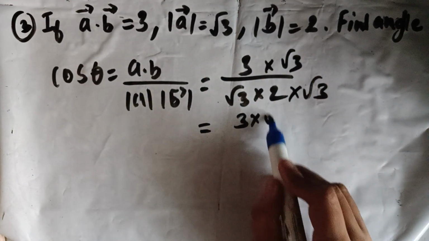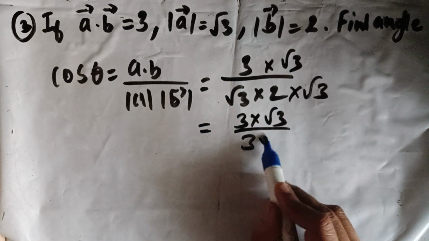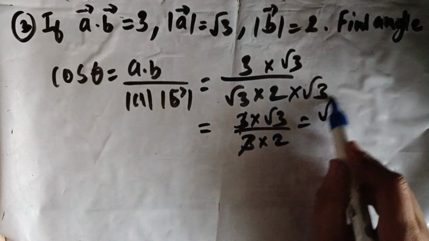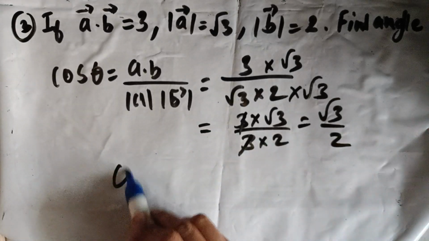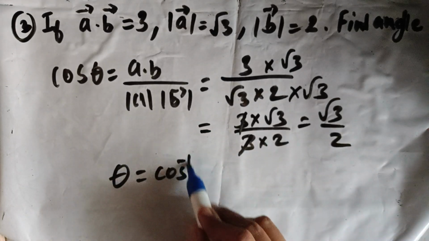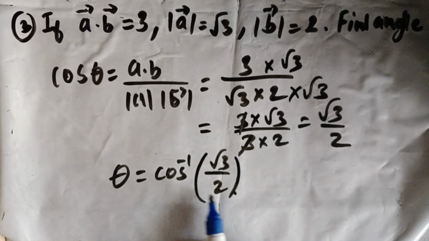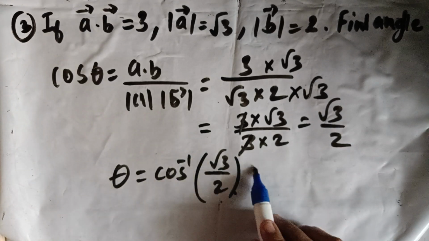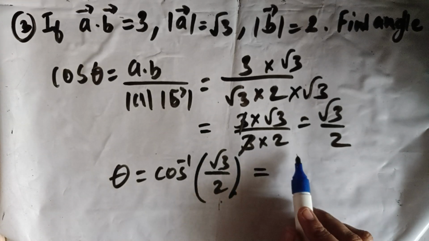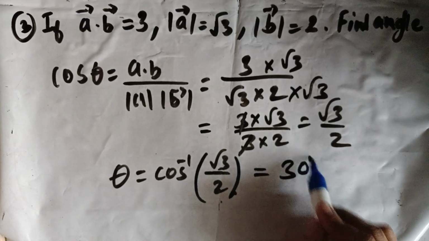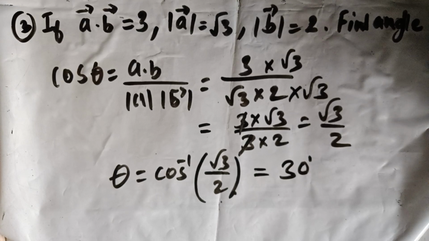So this will become, so this is actually root 3 by 2. So theta is cos inverse of root 3 by 2. Okay, cos of which angle is root 3 by 2? 30 degrees. So theta is 30 degrees. Okay.